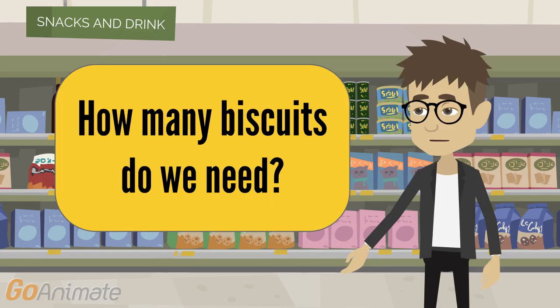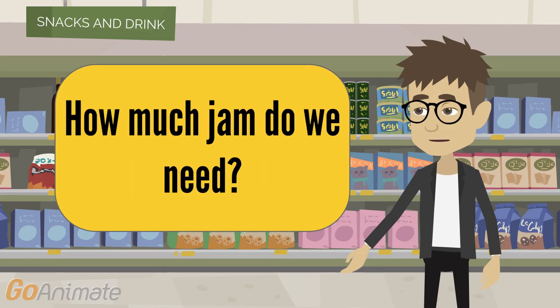Do you remember Chris said, how many biscuits do we need? Because biscuits is a countable noun, we use how many when we ask about amounts. But when we ask about amounts of an uncountable noun, like jam in the conversation, we use how much.